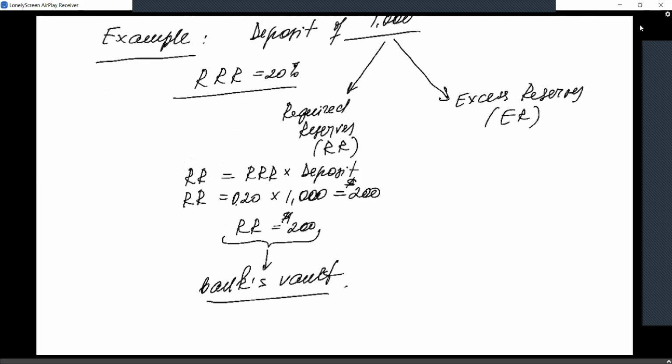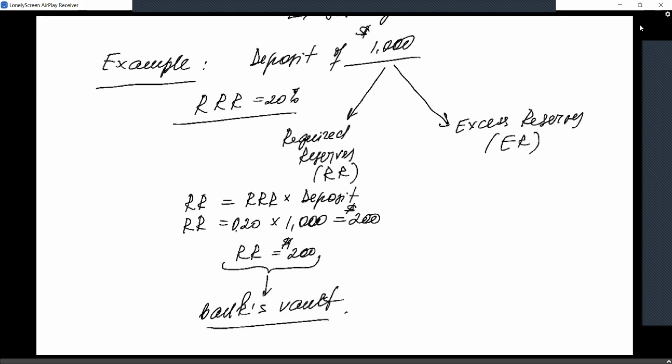20% out of your deposit will be flushed down to the bank's basement, to its vault, and stay there until you're back to withdraw the money. Okay? And that required reserves are calculated based on the required reserve ratio. So the ratio, whether it's 10%, 50%, tells the bank which part out of every deposit must be kept in the bank's basement, right?